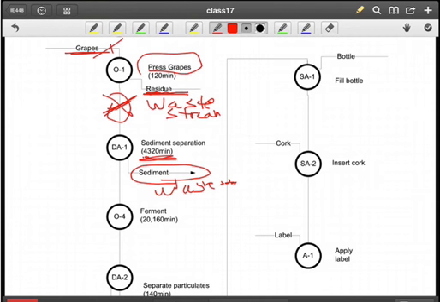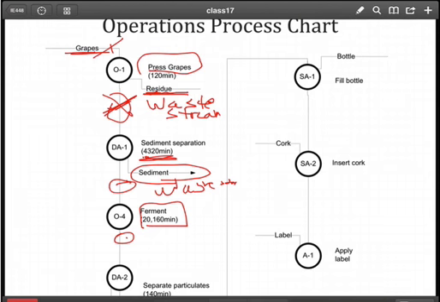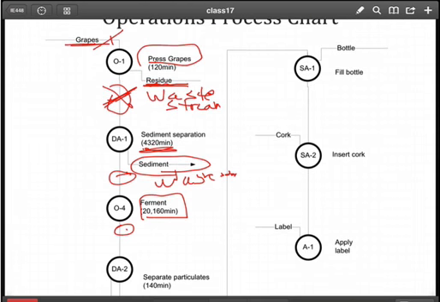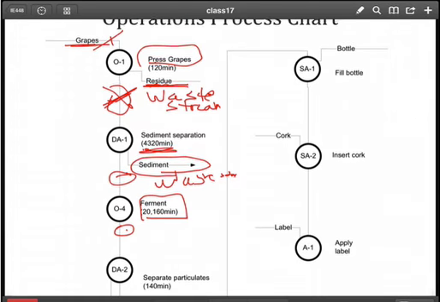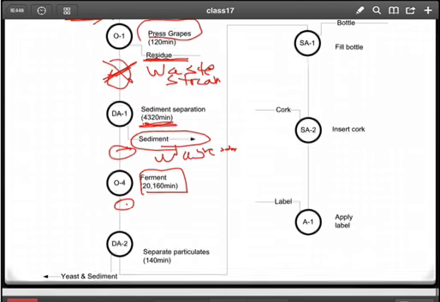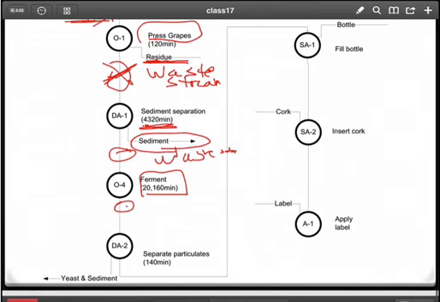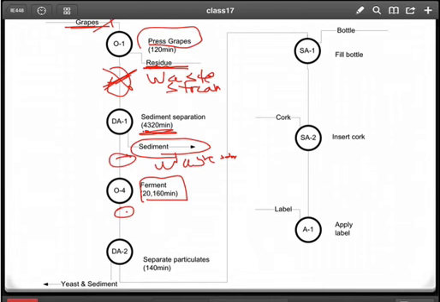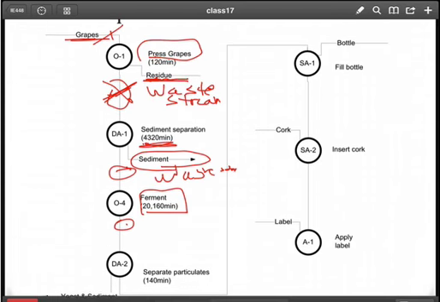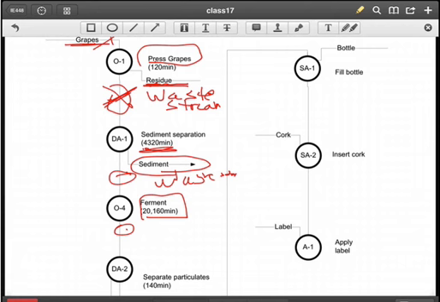Then we go through fermentation. Again, this material entering here is not the same as the material exiting fermentation because of the chemical reaction. And then after fermentation, we said that we're going to separate out particulates. And so again, we have yeast and sediment exiting. The question is, why doesn't the yeast enter in as direct material, even though we're showing it leaving that process?